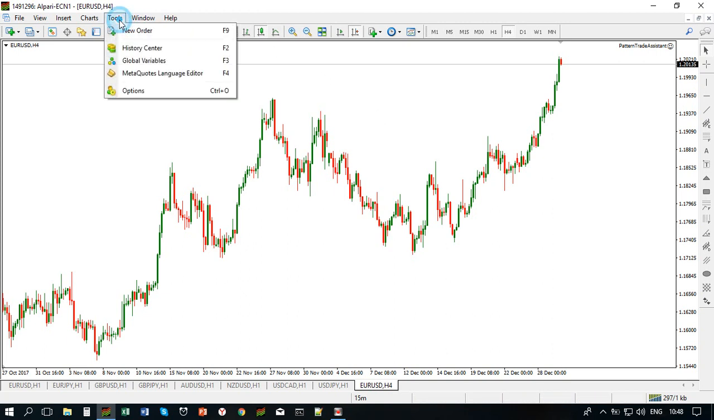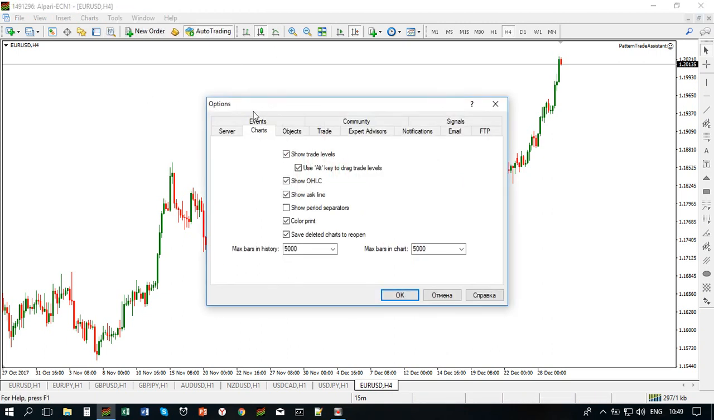Okay, second, how to prepare your MetaTrader 4 platform. Go to Tools, go to Options, go to Chart tab, you see that Chart tab, and here in Max Bars in History, enable the number of bars you wish to download. It will be needed if you want to do the backtest. So enable, let's say, 250,000 or whatever. 5,000 bars is not enough on 4 hour. It is only 2 or 3 years, maybe 4 years on 4 hour.